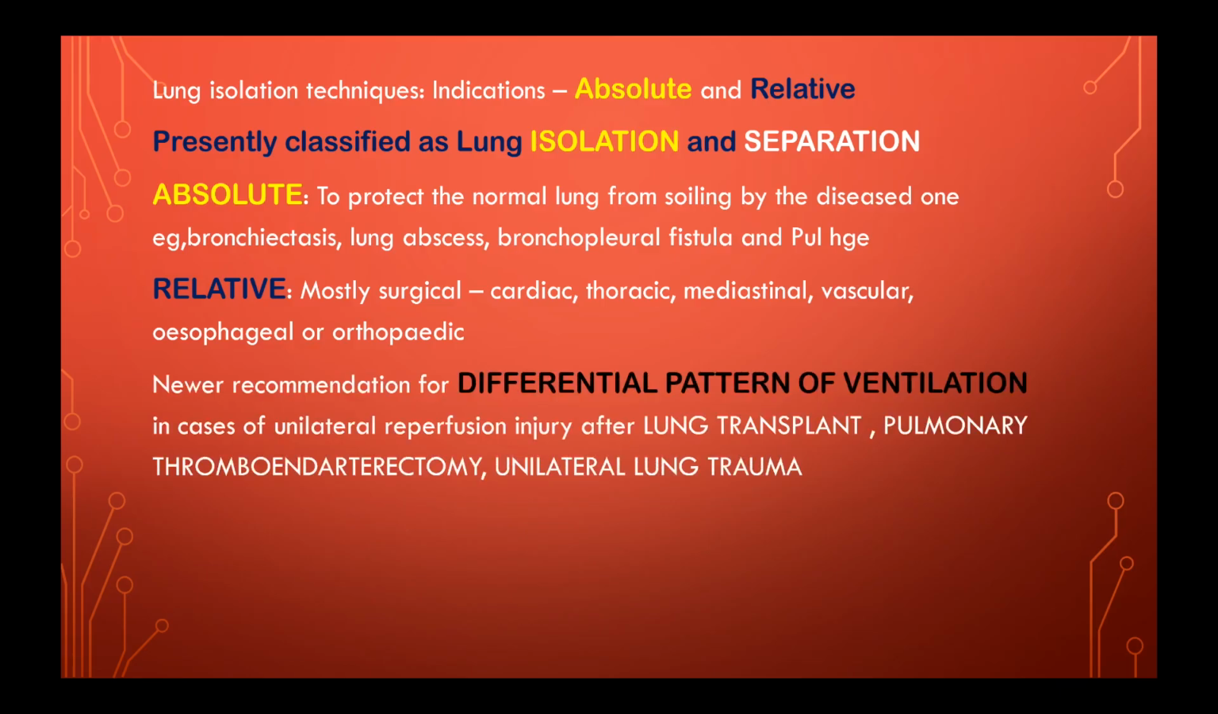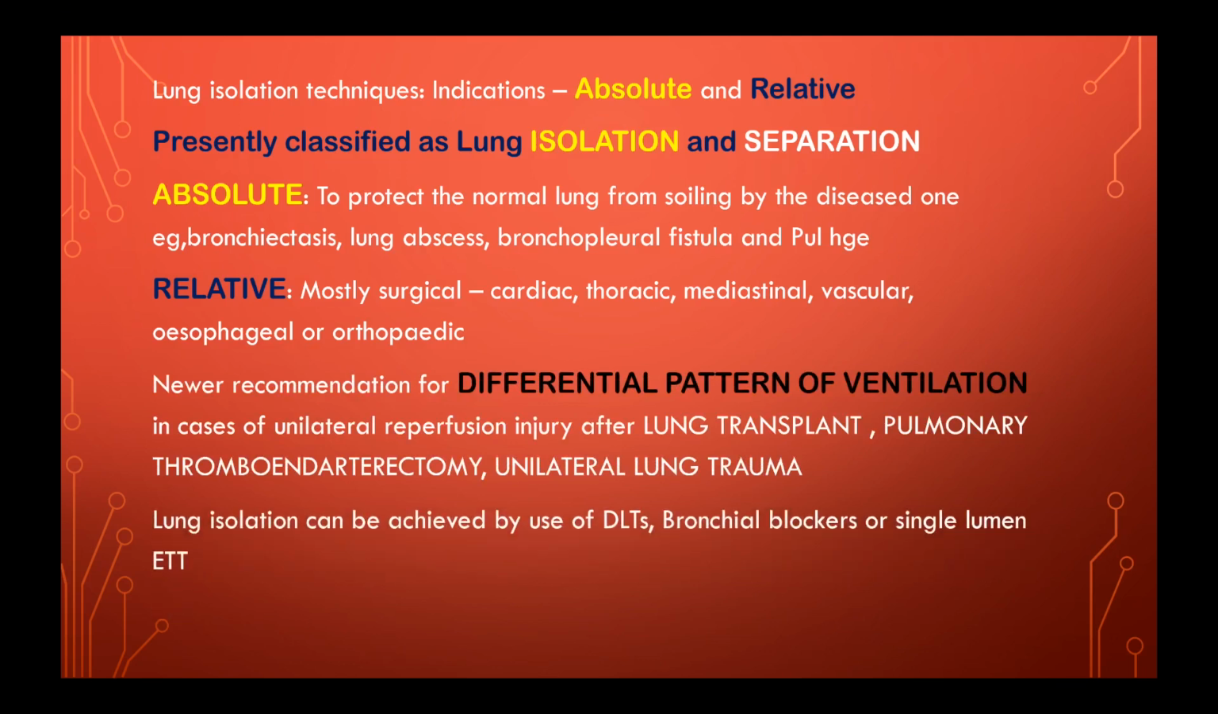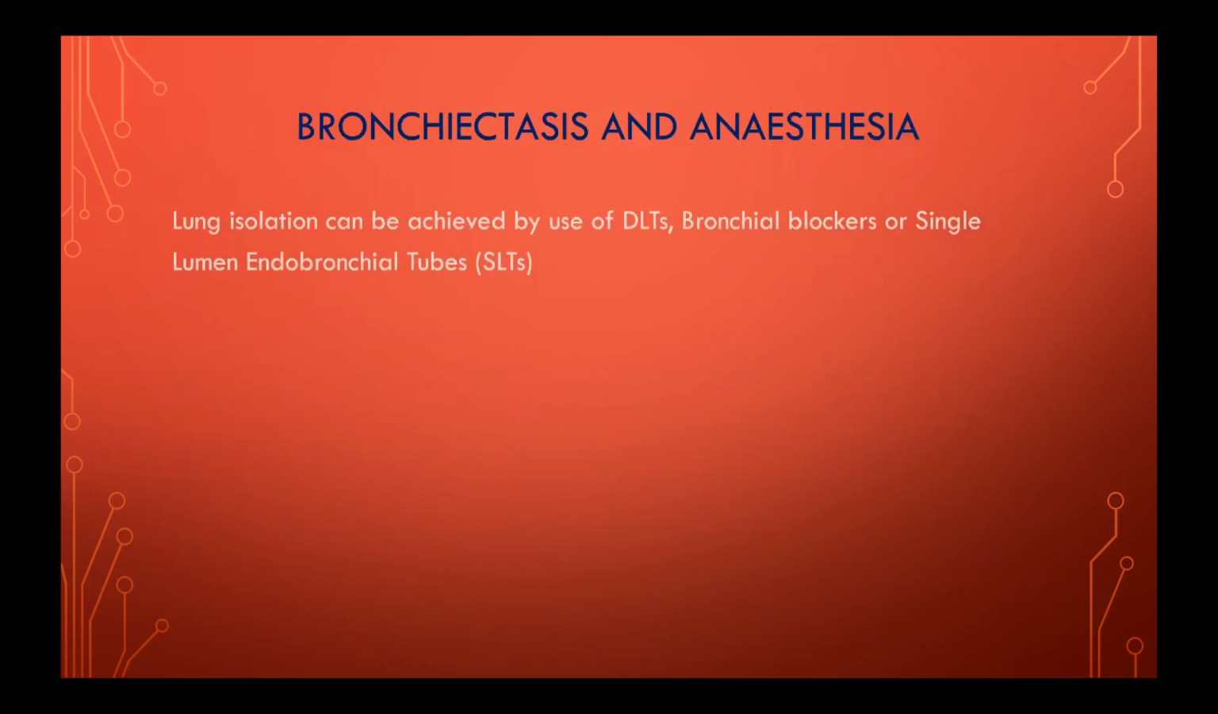And the newer recommendation is for differential patterns of ventilation in cases of unilateral reperfusion injury, lung transplant, pulmonary thromboendarterectomy, unilateral lung trauma, etc. Lung isolation can be achieved by the use of double lumen tubes, bronchial blockers, or a single lumen tube. So these are the three methods for lung isolation.